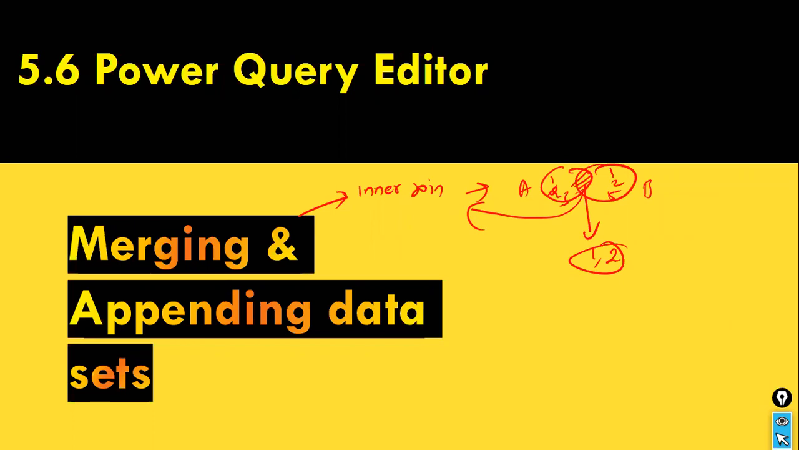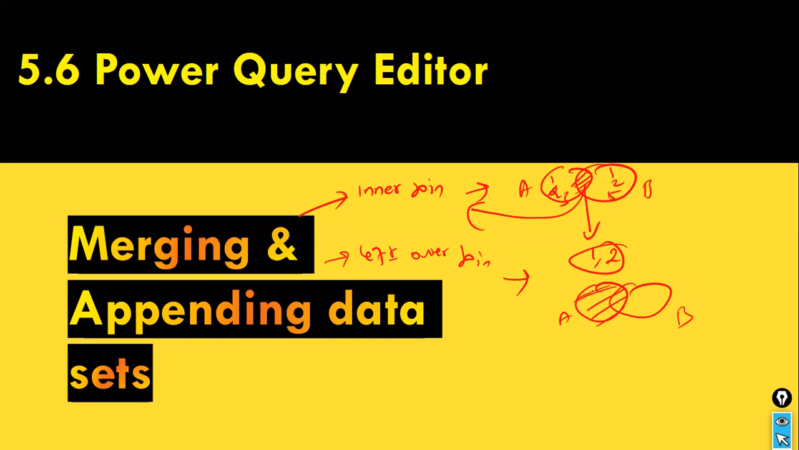What is the left outer join? The left outer join is something like this. The left outer join, or left join, they say left outer join or left join. In this case, it returns the common values between these two datasets, and then the rest of the values from table A.